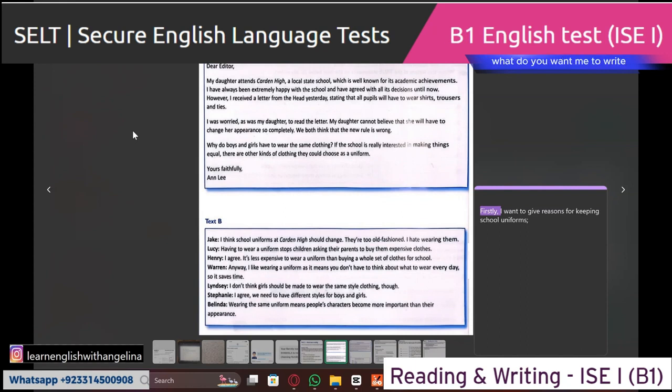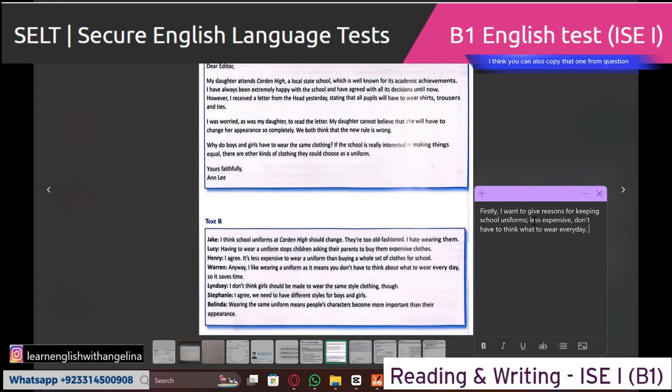Tell me, what do you want me to write? So we can give the reasons. The first reason for keeping school uniform is that it will be less expensive than buying. Good job. I'm not going to write the full line, I would just write here: less expensive. Another reason: it's harder to choose what to wear. But we need to give a reason to keep, so we say you don't have to think what to wear every day. It saves time.